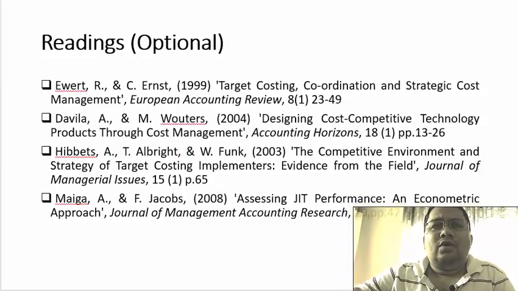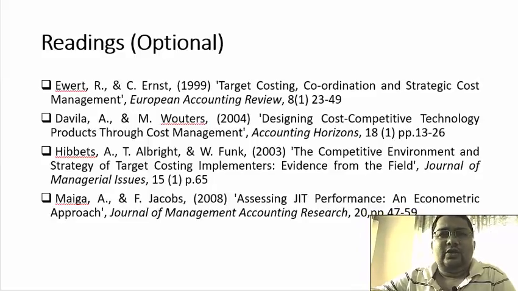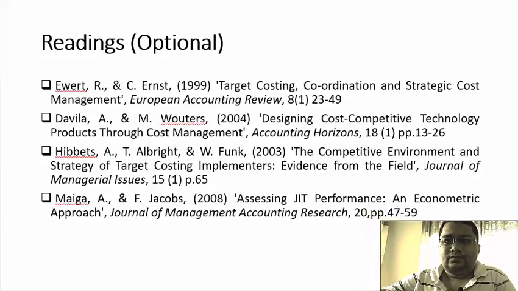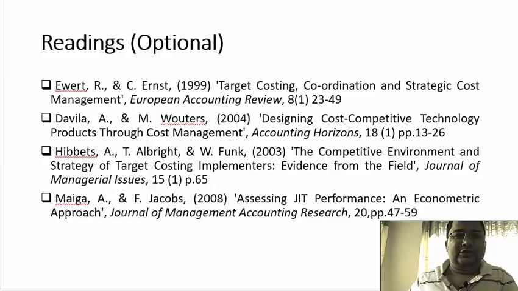There are a few optional readings which I will encourage you to go through. One is on target costing, coordination, and strategic cost management. Another one is designing cost competitive technology products through cost management. The third one is the competitive environment and strategy of target costing implementers. And the fourth one is assessing JIT, that means just in time, JIT performance, an econometric approach. If you read the optional readings, it will help you to advance your knowledge further.